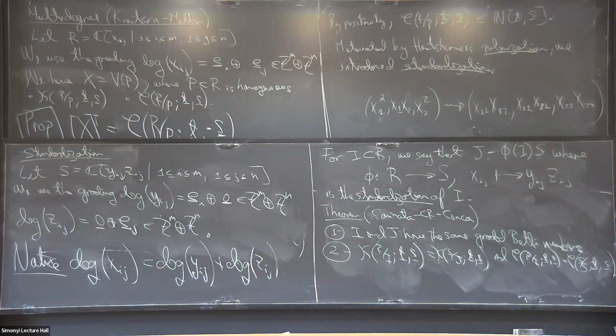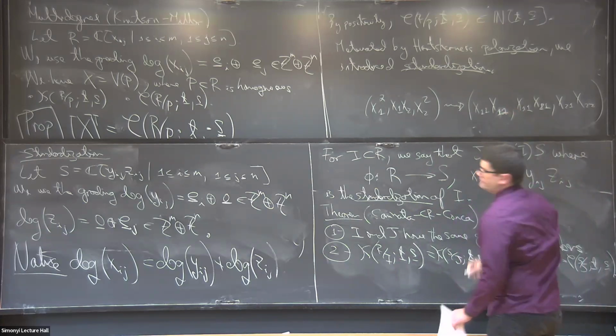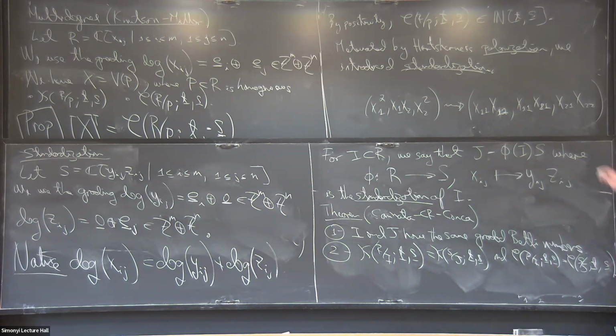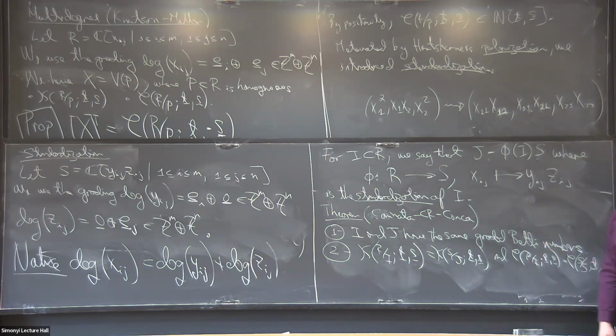Yes? Well, this is not exactly working. Why does x1 squared go to x11 times x22? I think it's x1,2. Oh, okay, I see. It's x1,2. Oh, my writing is horrible, sorry. 1,2. 1,1. 2,1. 2,1, and 2,2. Is it clear now? Yeah.